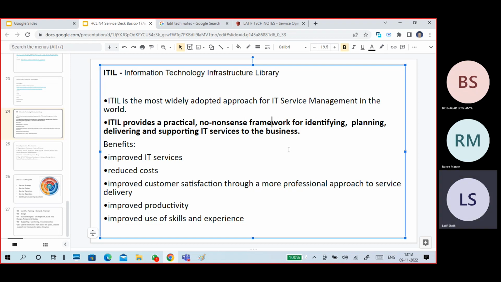Benefits of using ITIL: improved IT services. You can give better IT services. You understand how it is going on, what the quality of the services is, customer satisfaction. You can improve your IT service, so then you can continuously get business.